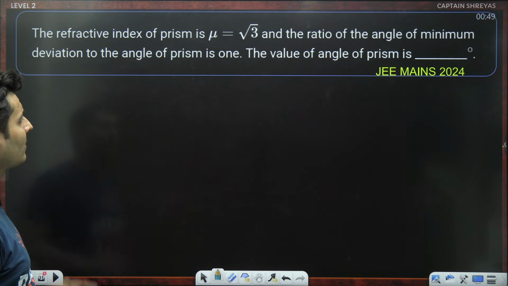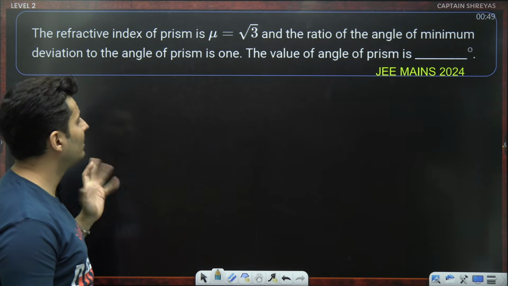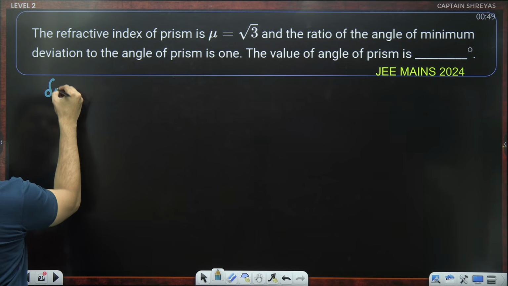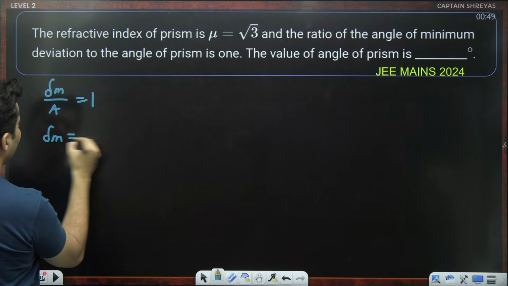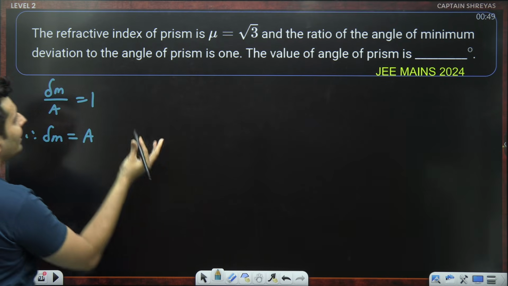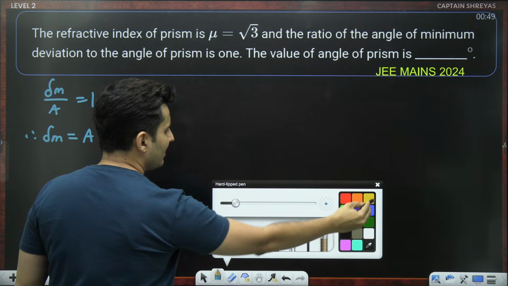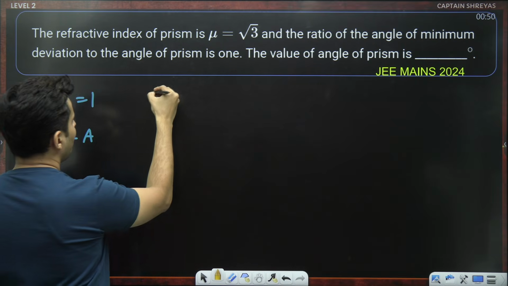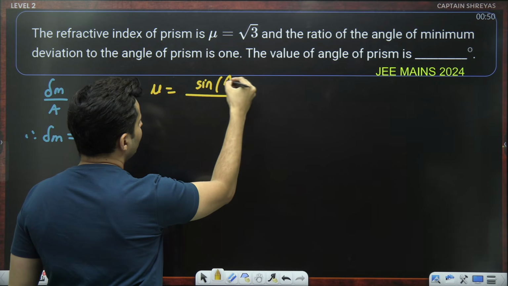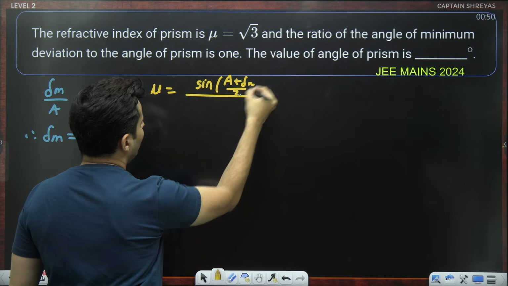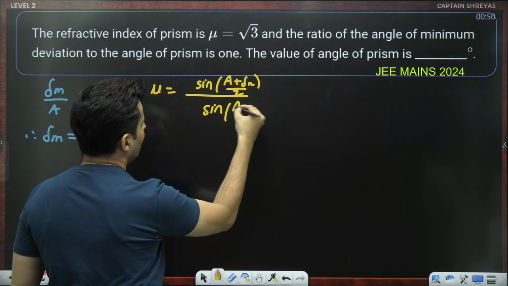Refractive index is given. The ratio of the minimum deviation to the angle of prism is 1. That means delta m by A is 1. They might as well tell us that delta m is A. Value of the angle of prism? Guys, there is only one formula which will help us, and that is mu is equal to sine of (A plus delta m) by 2 divided by sine of A by 2.